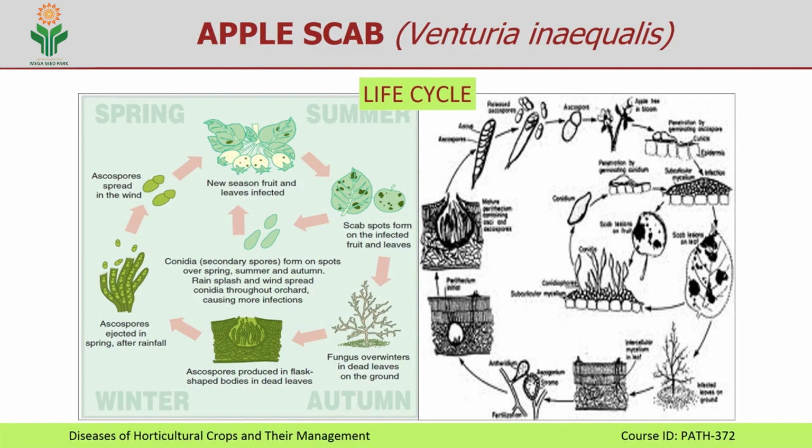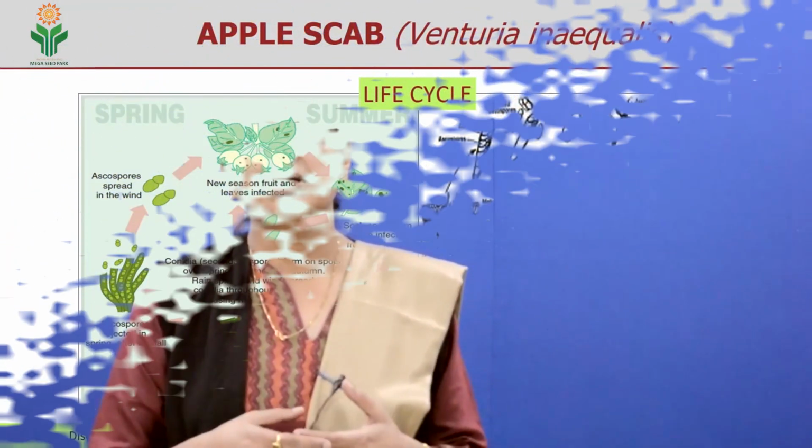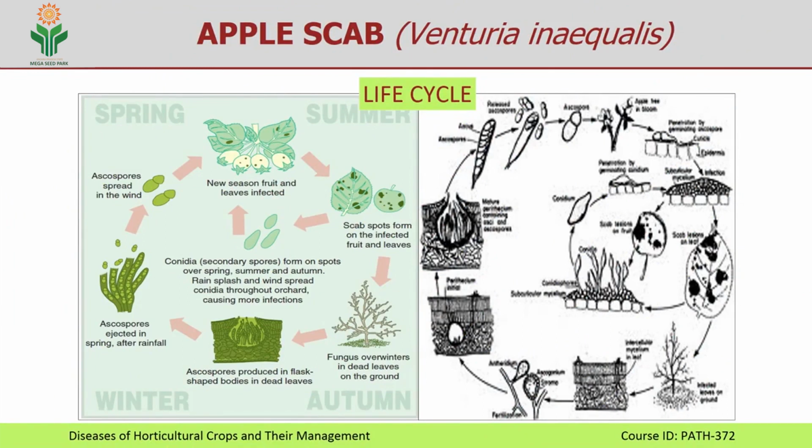When the leaves are lying on the ground in the orchard, the ascospores are produced. These ascospores, which are in flask-shaped bodies, lie in the dead leaves. What happens next? Ascospores are ejected in the spring, after rainfall, and are then spread by the wind. They again cause infection when the new season comes, on the fruit and the leaves. So here the whole life cycle is completed.